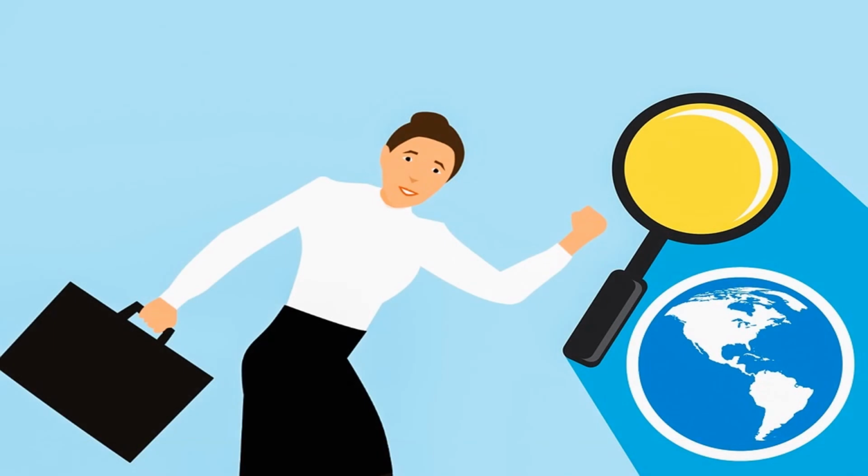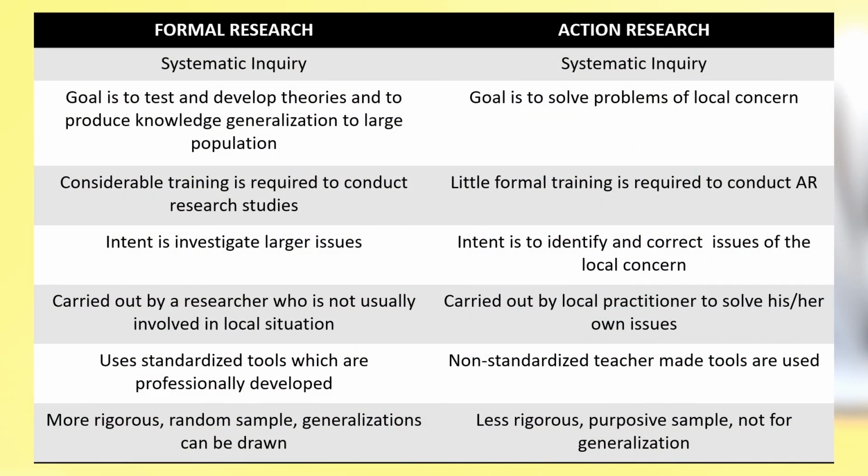Probably they have to be made aware that action research is very specific and totally different from formal research, though there are certain similarities also, like both formal research and action research believe in systematic inquiry, but there are certain basic differences also. Like when it comes to goal, in action research the goal is to solve the problems of local concern, and little formal training is required to conduct action research. So teachers should not get disturbed.